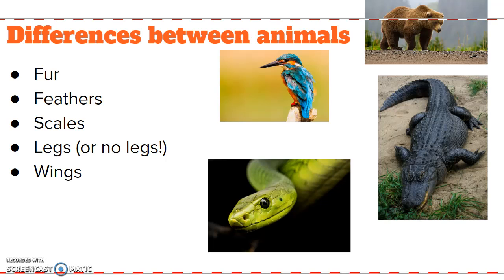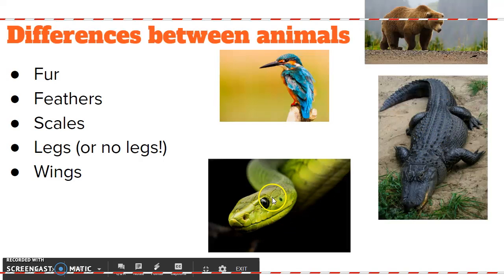An animal that has fur is an animal like a bear or a dog or a cat or a cow. An animal that has feathers is a bird. All birds have feathers and they have wings. Here's an example of a bird. Animals that have scales are reptiles, like this alligator or this snake.